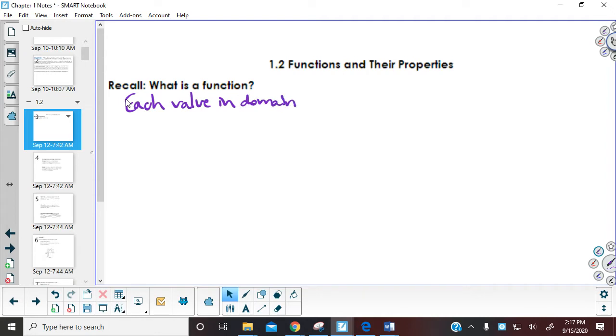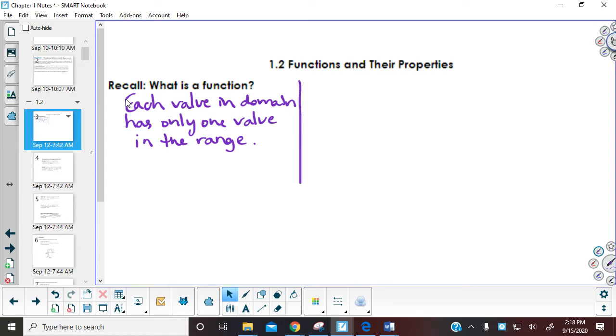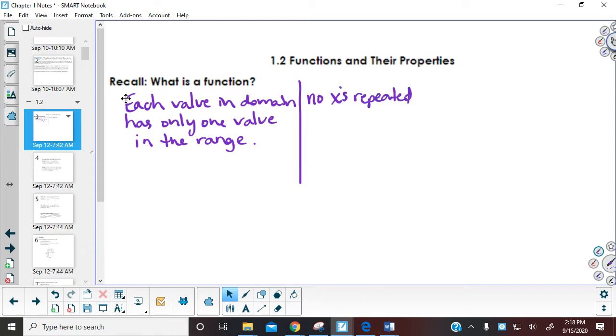has only one value in the range. So that is kind of like the definition of a function, that each value in the domain has only one value in the range. So what does that mean? When you're looking at an ordered pair, what that means is that the x's cannot be repeated. So no x is repeated. And again, that's within ordered pairs.